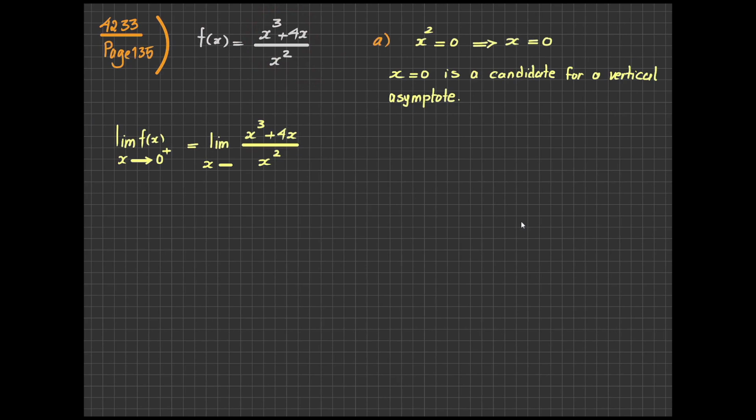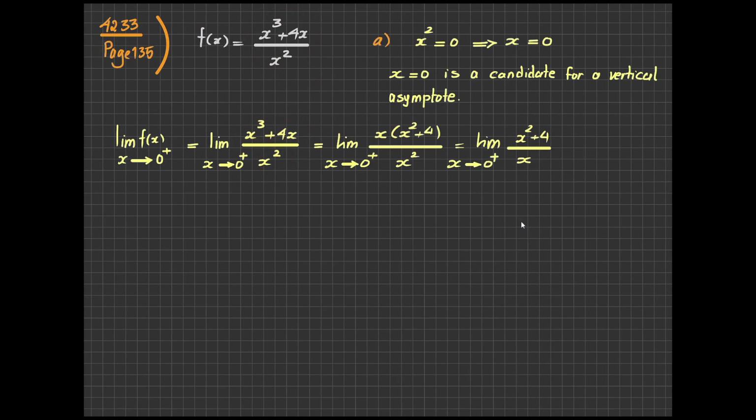But what type of limit is this? This is 0 over 0. When I put 0 in the numerator, it becomes 0, and when I put 0 in the denominator, it becomes 0. So what can I do? I have to remove x. I factor an x out of the numerator, so it becomes x squared plus 4, and I write x squared in the denominator. One of these x's is gone. So what is left is x squared plus 4 in the numerator, and x in the denominator.